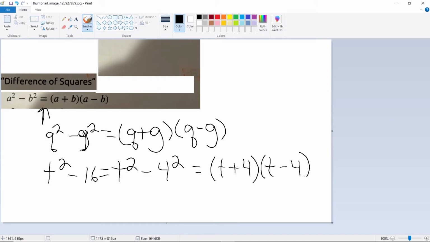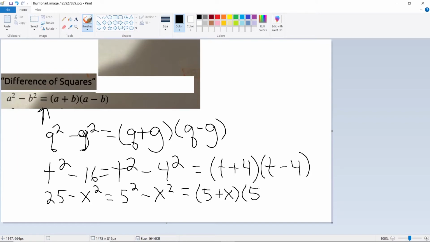I'll do one more. What if we had 25 minus x squared? Well, 25 is a perfect square. That's 5 squared minus x squared. And that can be rewritten as 5 plus x times 5 minus x. Difference of two squares.